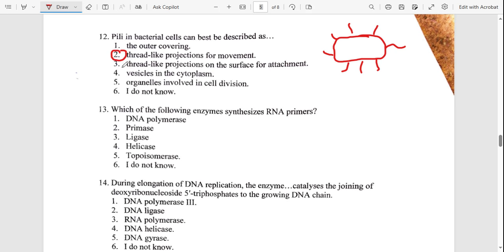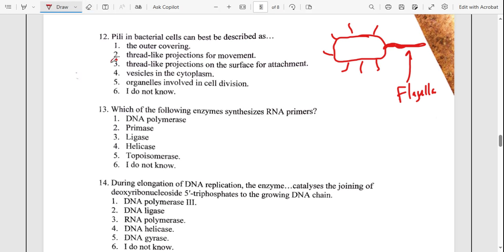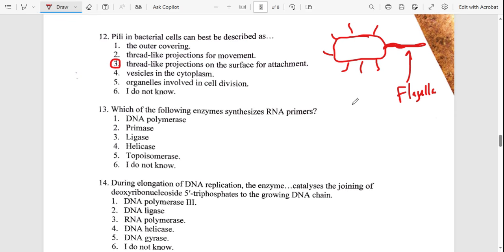movement. Now for movement, it's different. You have one which is very long, we call it flagella. The flagella is the one involved in movement. The others, the small ones, the pili, are involved in attachment. We call them virulence factors. What's the meaning of virulence? Virulence is the ability to cause disease. I hope that's clear.